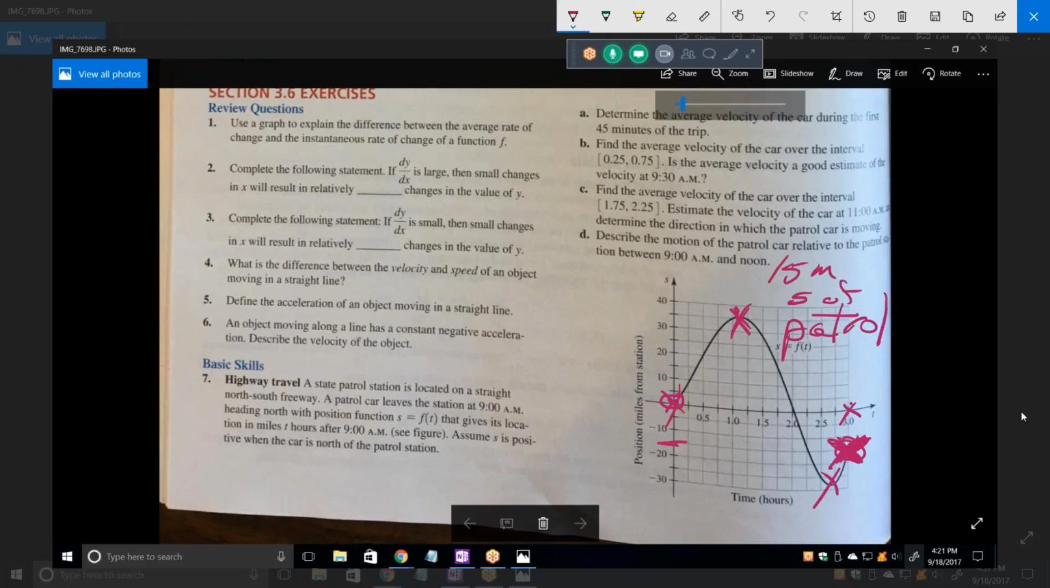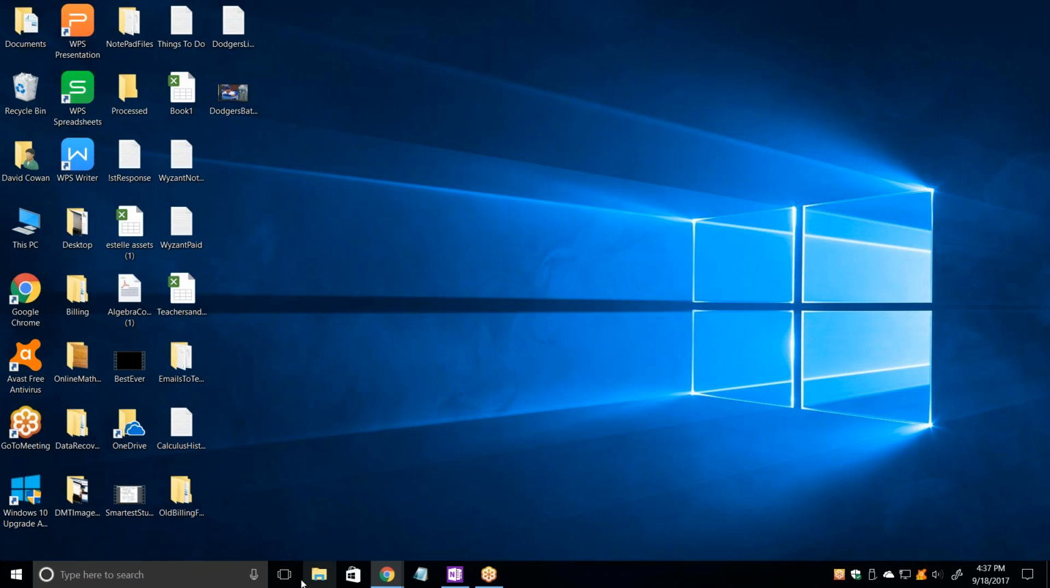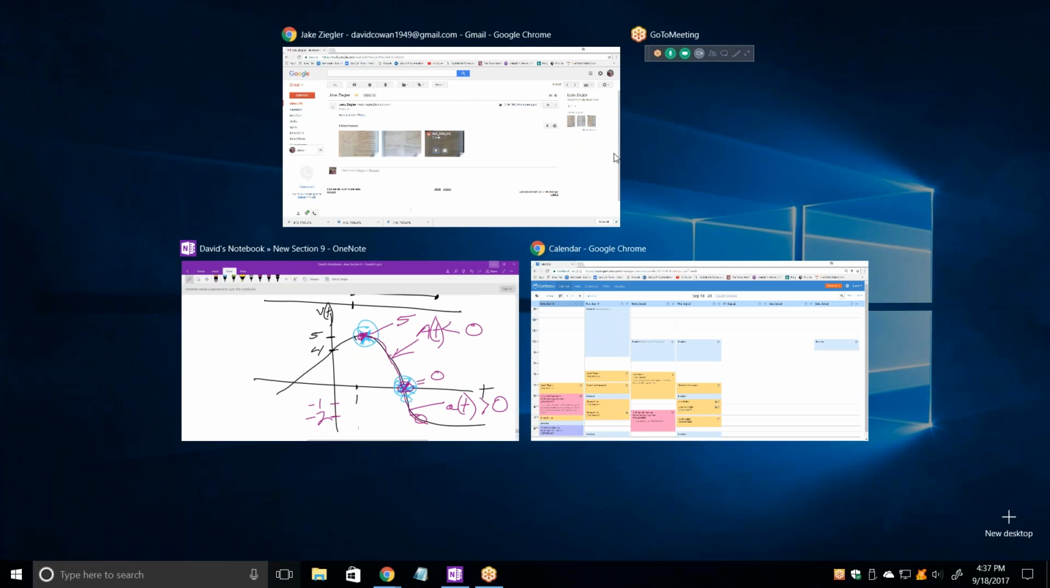Well, where's he at noon? 15 miles south of the patrol station. Okay. Everything underneath this is going to be south of the patrol station. Everything above it is going to be north of the patrol station. All right. Go to the next page. No, I did it okay.